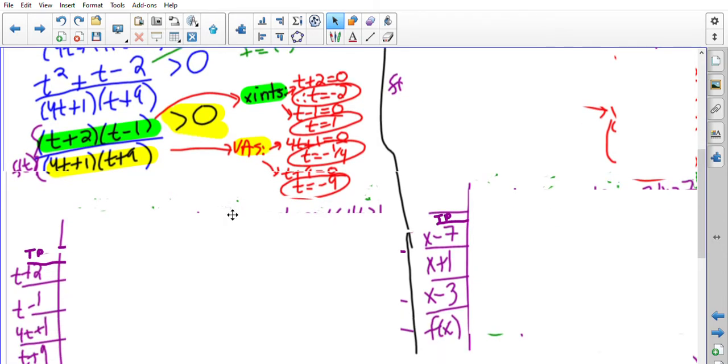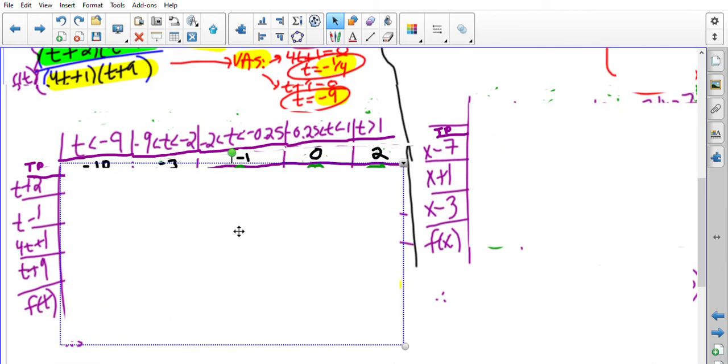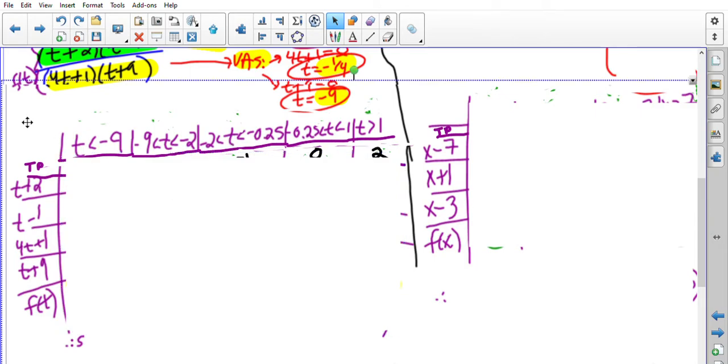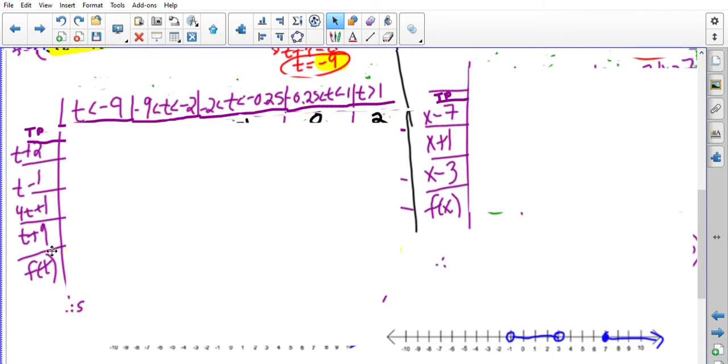Okay. All right, let's do our interval chart. Yes, I know this is ugly. It has 4 key points. Okay, so we've got -1 over 4, -9, and then we've got -2 and 1. So that's a lot of intervals, but nothing we can't handle. If you have 4 key points, there should be 5 intervals along the top here. Make sure you include all 4 factors in your sides here.